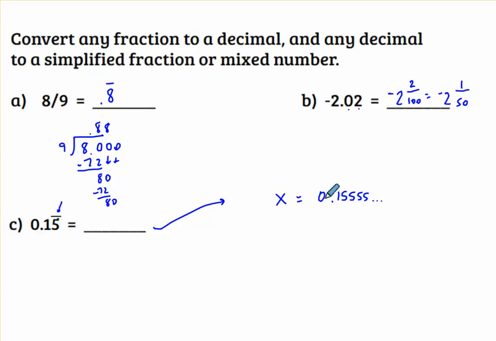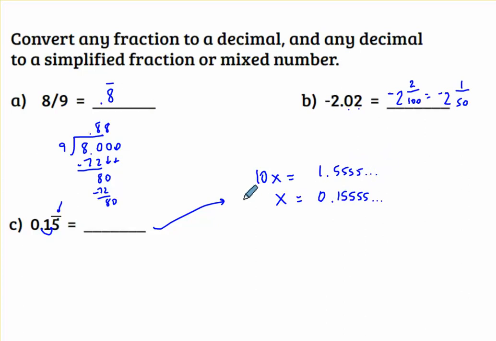So now what do I do? I count how many digits are repeating, and in this case it's just the 5. It's just one digit that's repeating. So that means I'm going to multiply it by 10 to the power of 1, so just 10. When I do that, my X is going to move that decimal over one time because that's what happens when you multiply by 10. So instead of 0.15555, I'm now going to have 1.5555 and on and on and on.